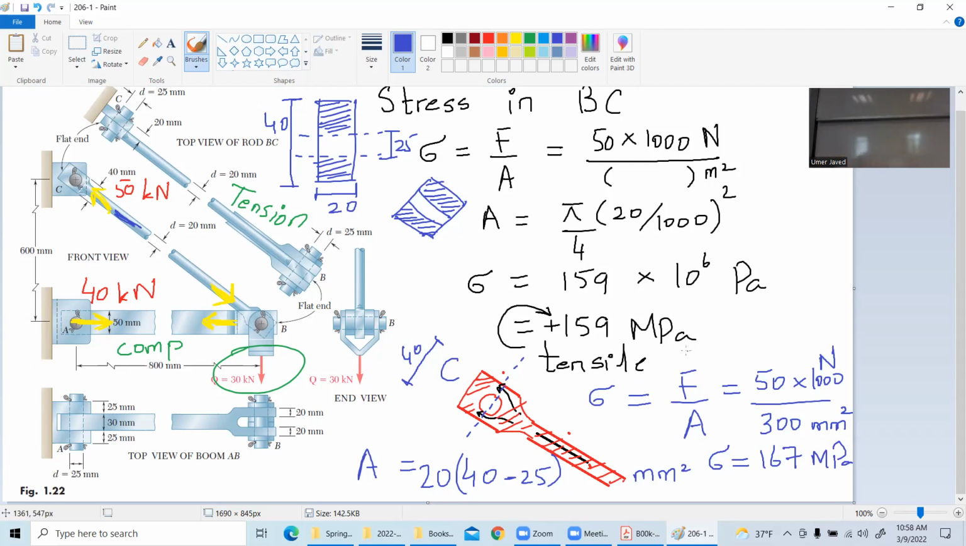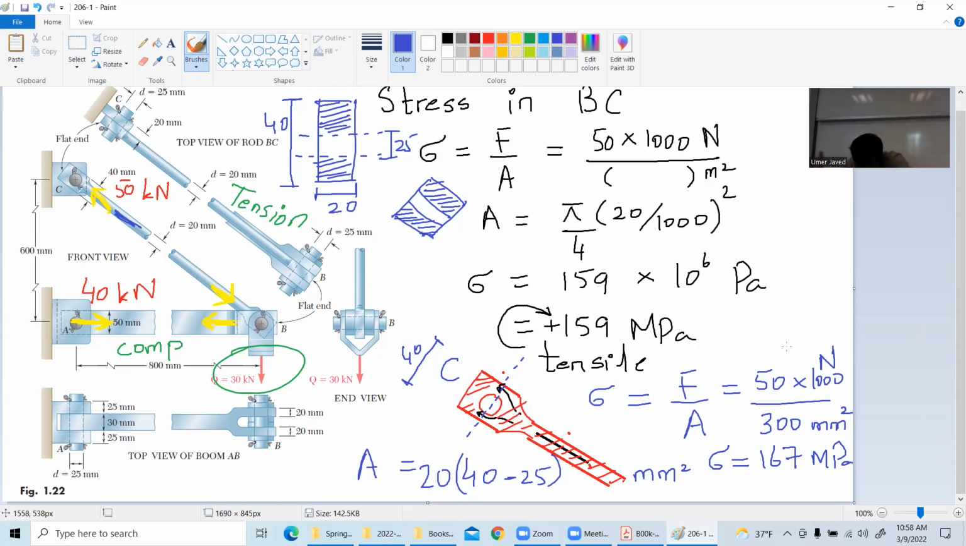Is 167 more or 159? 167. So apparently this surely appears to me the weaker of the two links. If it has to fail, it definitely will fail here. So all this time I was focusing on the circular portion. Turns out that I don't need to worry about that.